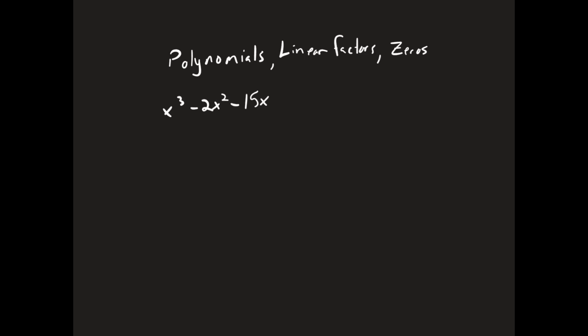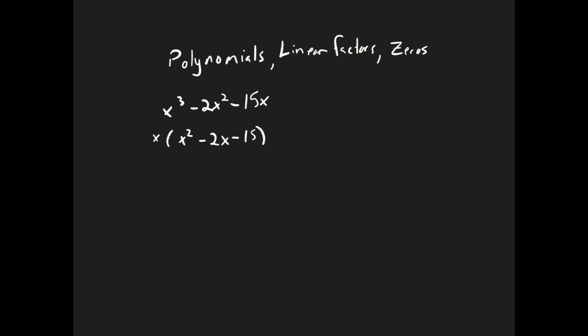Okay, so we have x to the third power minus 2x squared minus 15x. So first thing we want to do is we want to factor this, right? We want to write it as a product of factors. So we want to make sure we factor everything out as far as we can. So the first thing we have here is our x value. So we're going to factor that out. So you see now we have our x pulled out, and we have an x squared minus 2x minus 15.